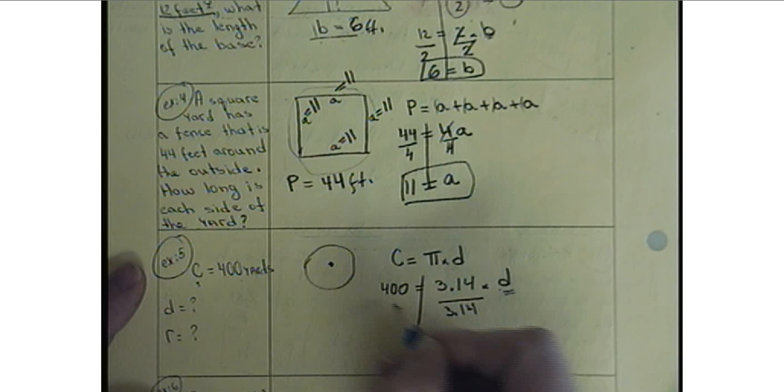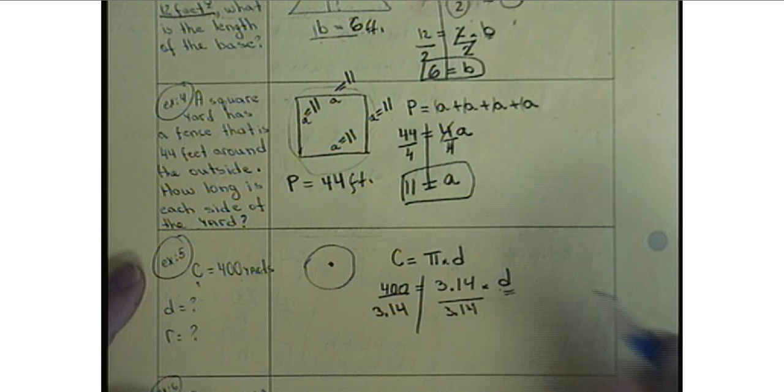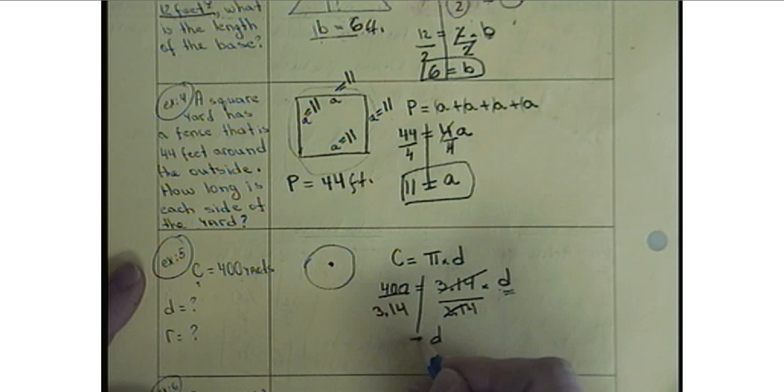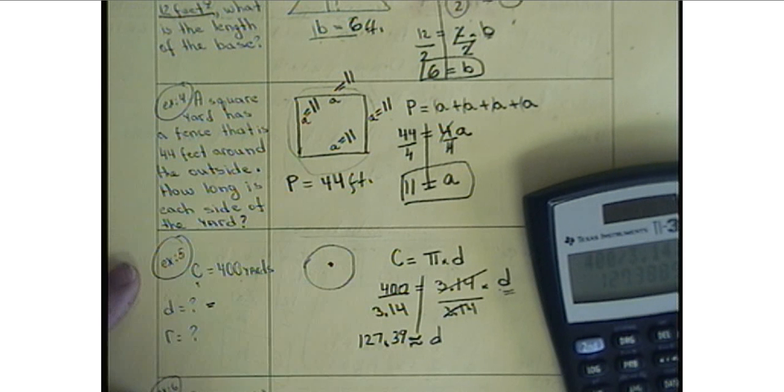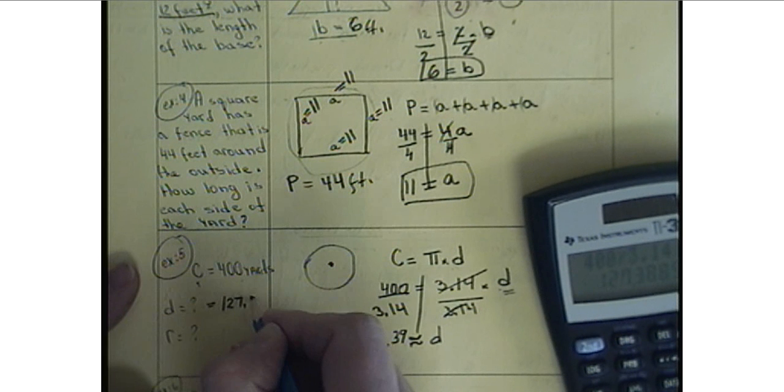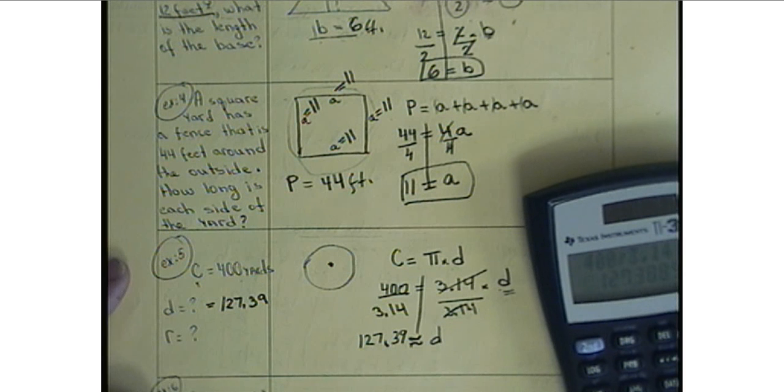Well, this is multiplication again. The opposite of multiplication is division, so we will divide by 3.14 on each side. Those two cancel. Here's what I'm going to do: I will type 400 divided by 3.14, which is equal to 127.39. So that's approximately the diameter. So the diameter we get is 127.39.